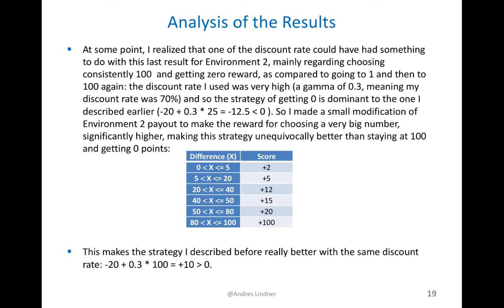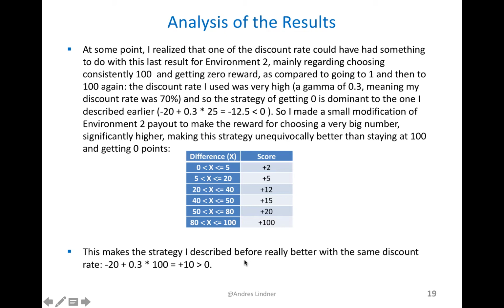So, to make sure that it will be convenient for the algorithm to pay this price of minus 20, because then at the next stage it could get ideally 100. Even if I discount it by 70%, using a gamma of 0.3, I still would get, if I only looked at these two stage cycles, 10 points, which is better than 0.